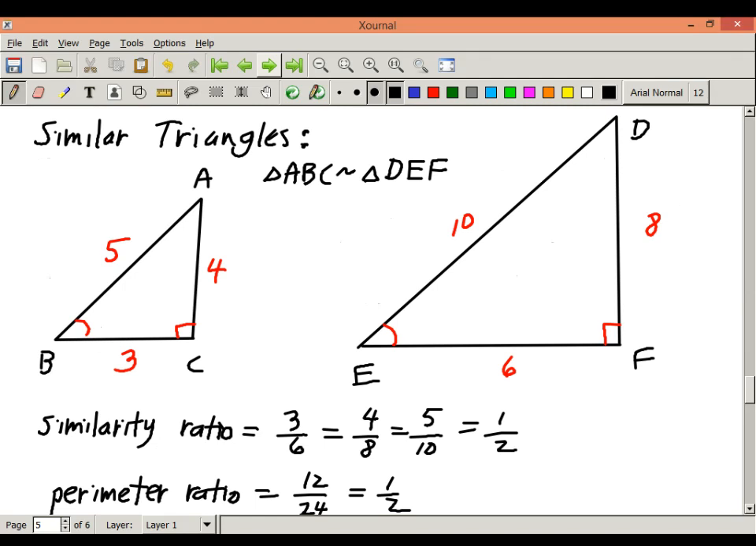Okay, now we're going to relate the scale factor of two similar figures to the perimeter and the area. So you see in the figure here, two similar triangles. They're both right triangles. They both have a common angle there. And so we know that the two triangles are similar here.